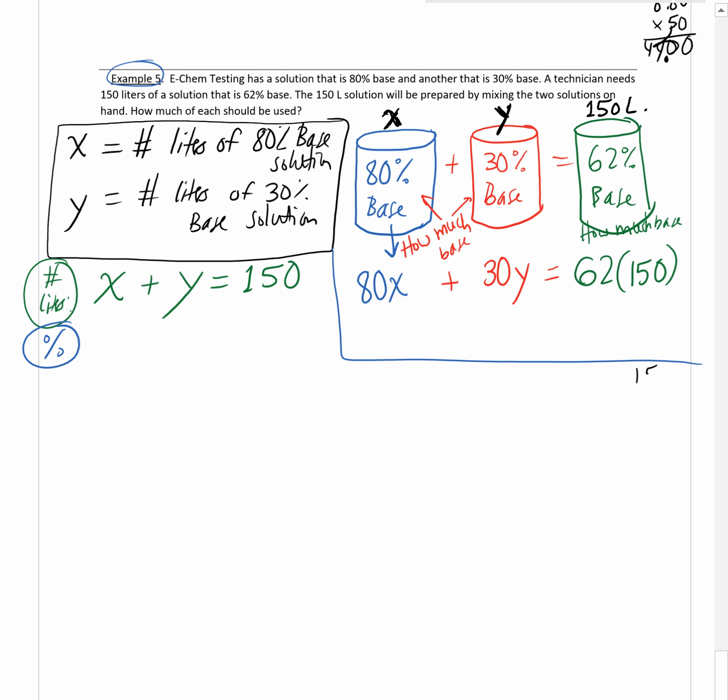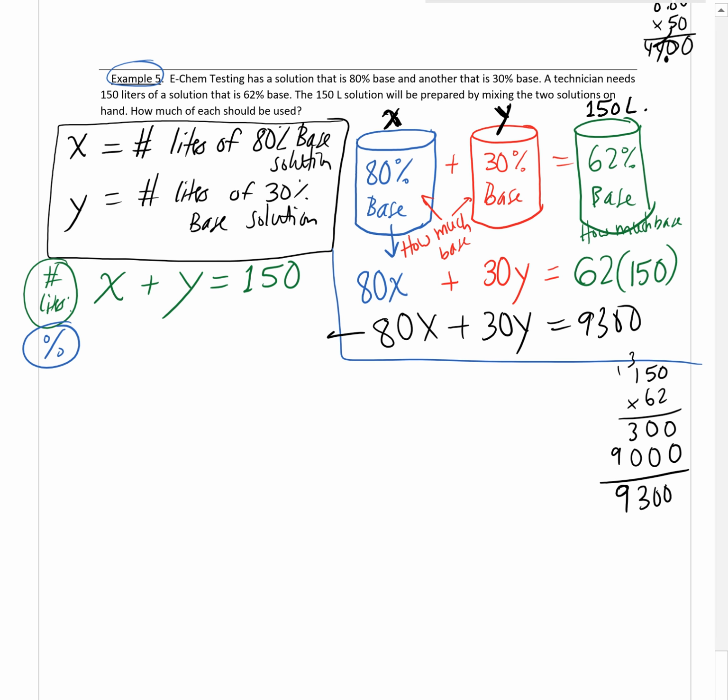What's 150 times 62? Be careful here. 9,300, wow. All right, so it looks like 80x plus 30y equals 9,300. There's our second equation. All right, we're doing good here. All right, we got a system.